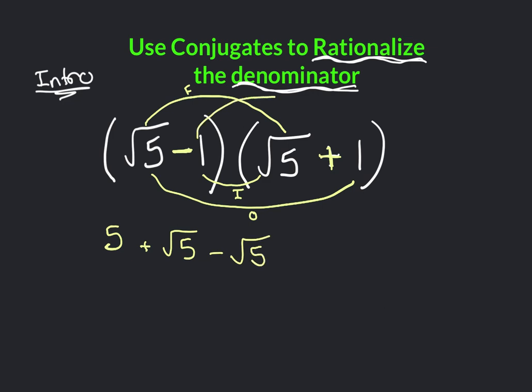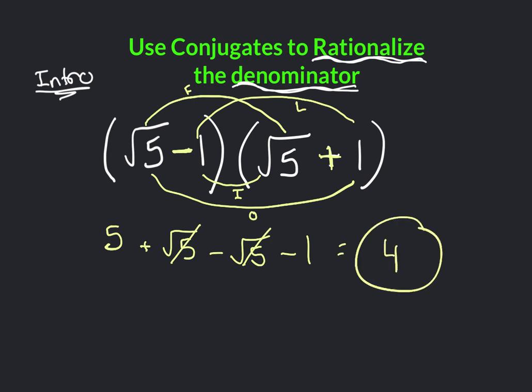And then last, negative 1 times 1 is minus 1. All right, what happens? Square root of 5 and the square root of 5 cancel. 5 minus 1 is 4.